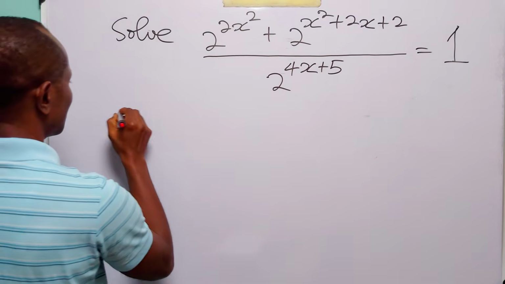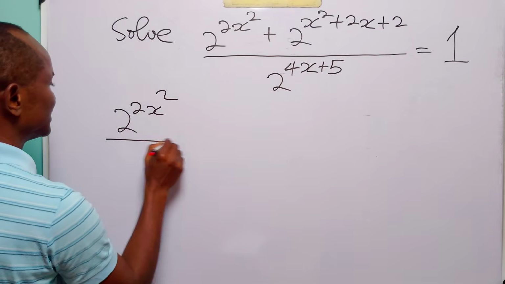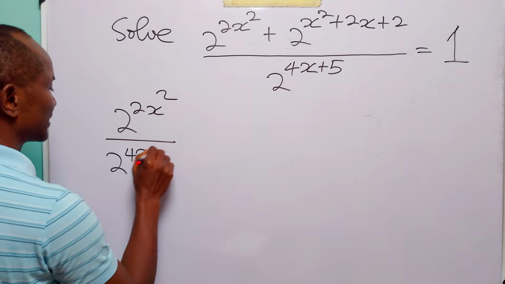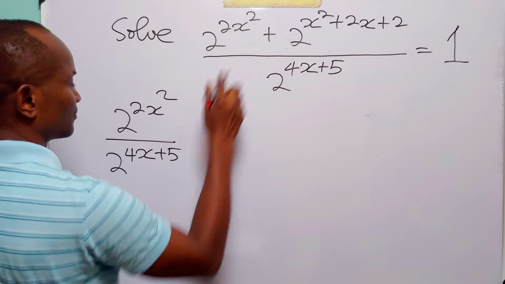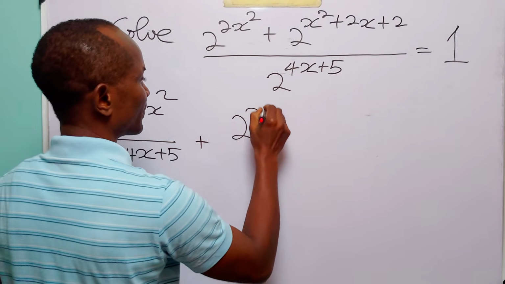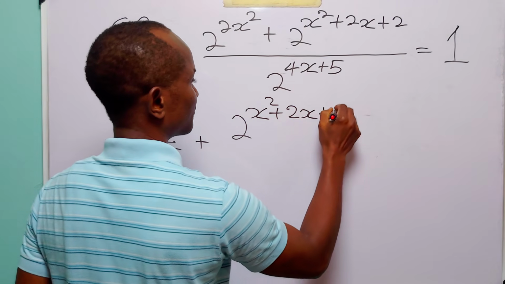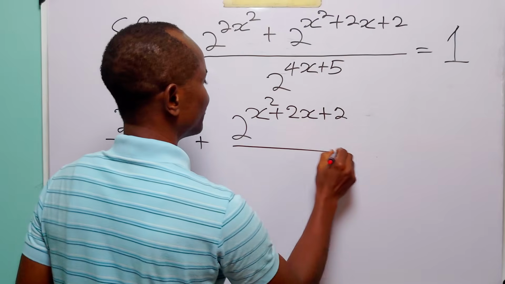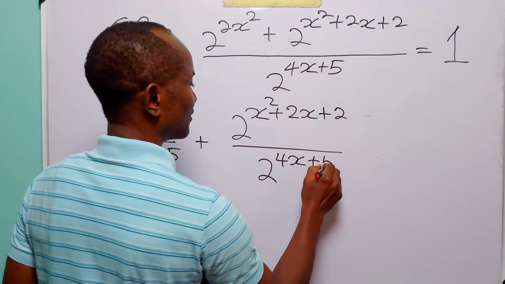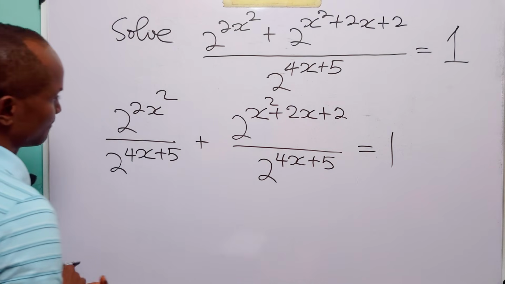We have 2 to the power 2x squared divided by 2 to the power 4x plus 5, plus 2 to the power x squared plus 2x plus 2 divided by 2 to the power 4x plus 5. And of course, this is still equal to 1.